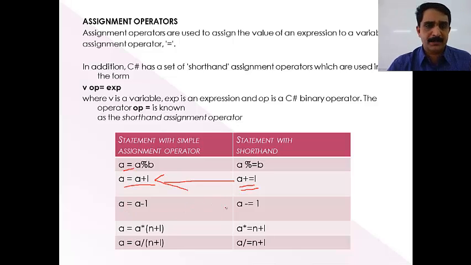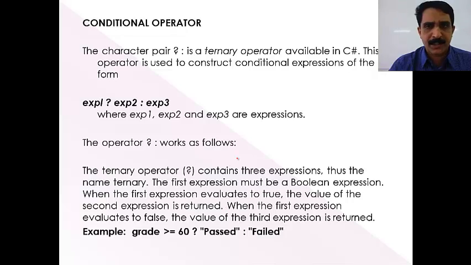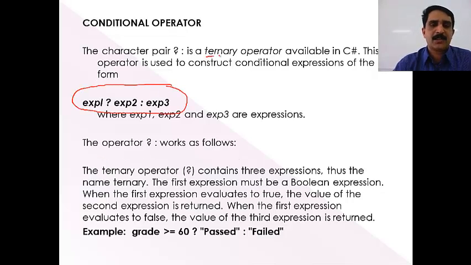Now the conditional operator. Maybe some of you may not be aware of the conditional operator. It is a ternary operator. That means there are 3 expressions: expressions 1, 2 and 3. These are the 2 symbols we use: one is the question mark, the other is the colon. Please note how it works. I will explain from the example. You can see grade greater than or equal to 60, and we have 2 values there. One is pass, the other is fail.